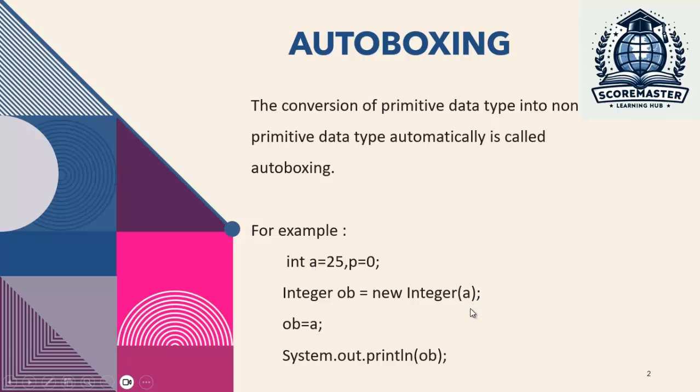So this a is assigned here, and this particular a, which is a primitive data type, is automatically converted to an object. You see here I have assigned a is equal to ob. So when the primitive data type is converted into non-primitive data type automatically, we call it autoboxing.